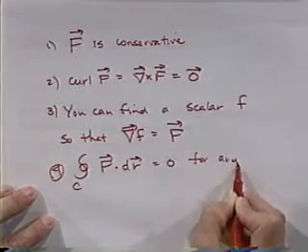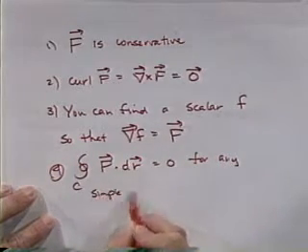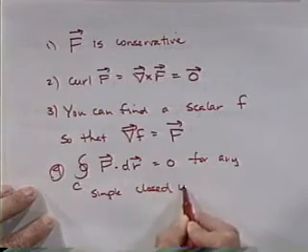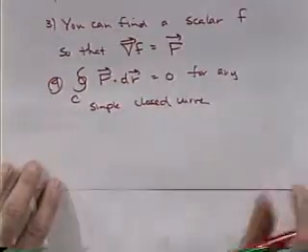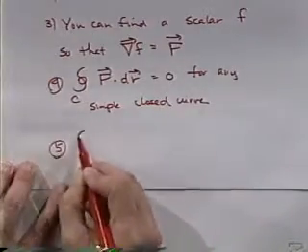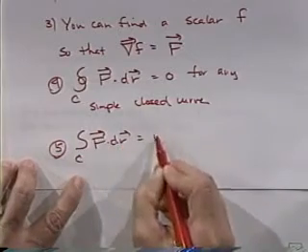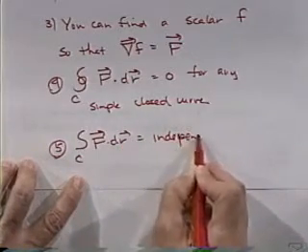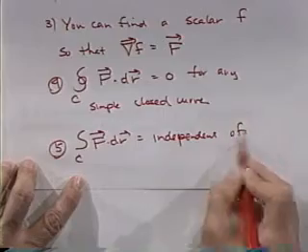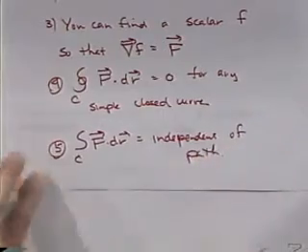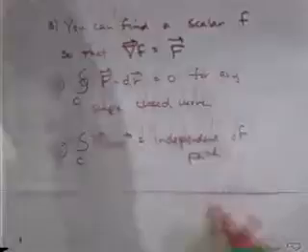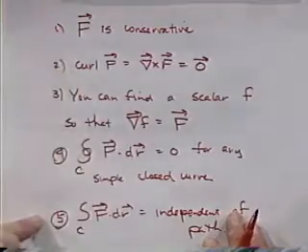For any simple closed curve. And we proved before that if the integral over any simple closed curve was 0, then the integral over any curve was independent of path. Okay, so these 5 things are all equivalent.